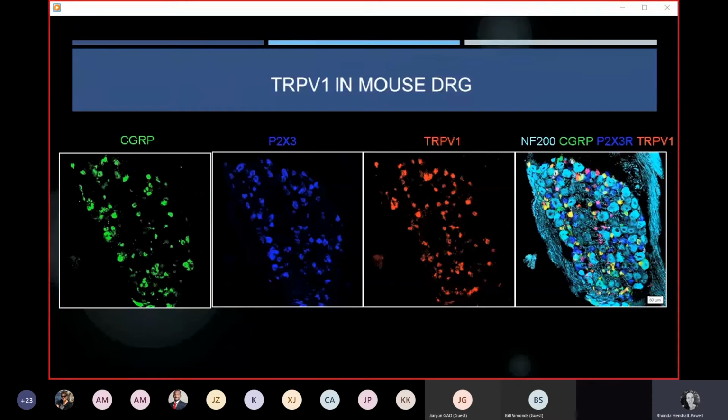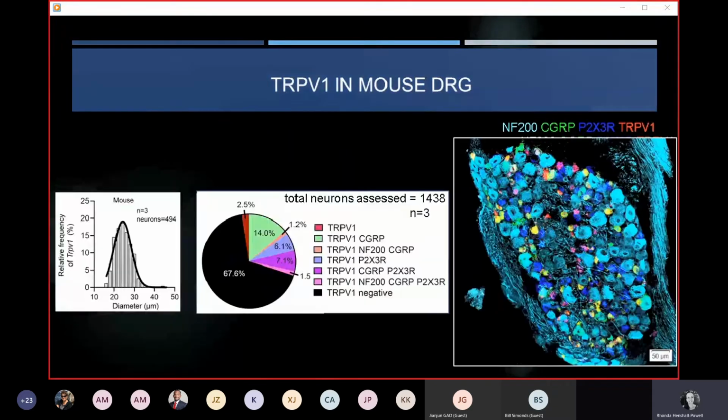So this is CGRP, P2X3 receptor, and TRPV1 labeling in mouse DRG. And then Neurofilament 200 is added in the far right panel. Let me move on so you can see this zoomed in a little bit more. You can see that there are a lot of yellow cells in the overlay image. So this is CGRP and TRPV1 co-expressing neurons, but there's also a small population of neurons that co-express P2X3 and TRPV1, and this is considered to be probably the itch population.